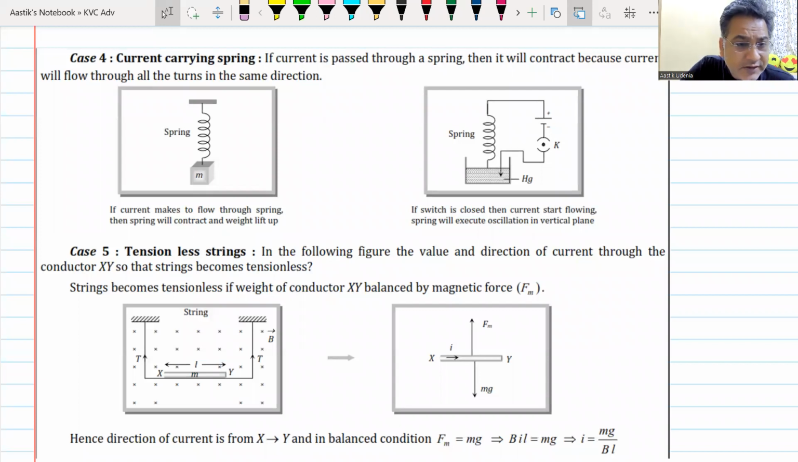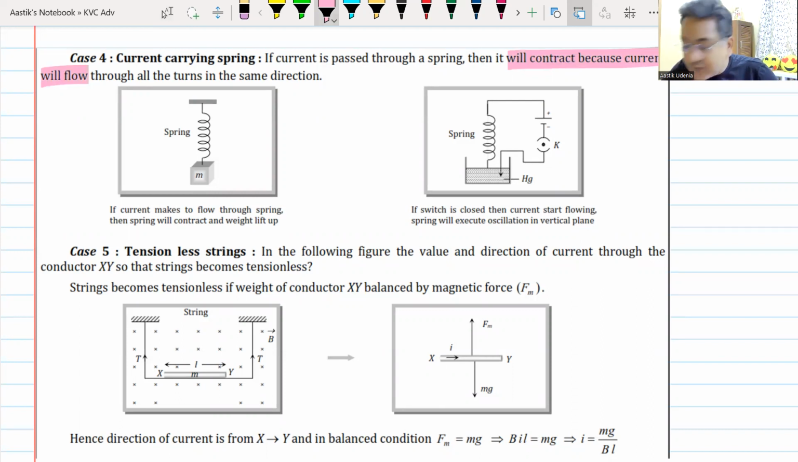Then you can look at these two cases. Current carrying spring. There is a spring which is attached to a block, and if you pass the current through the spring, the current will be moving in the same direction through all the coils. So all the coils will be attracting each other, and therefore the spring will contract when current passes. Do we understand this? Yes, sir.